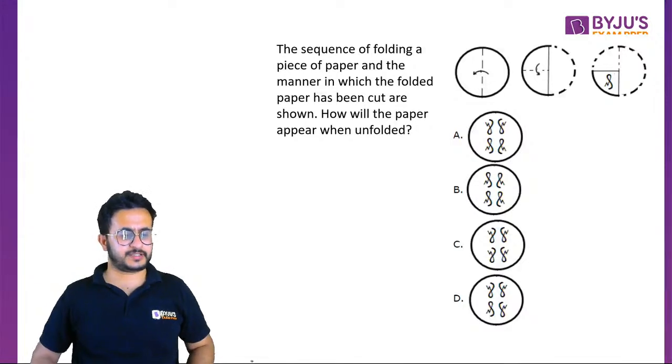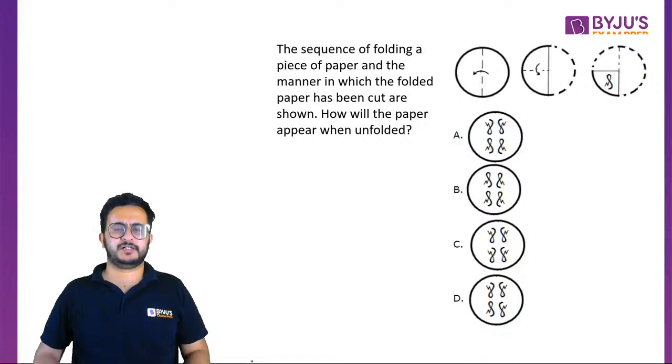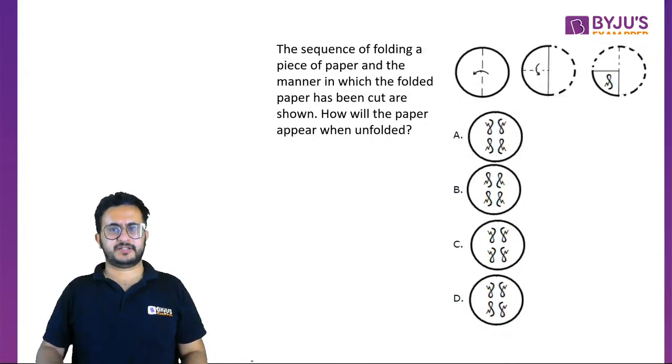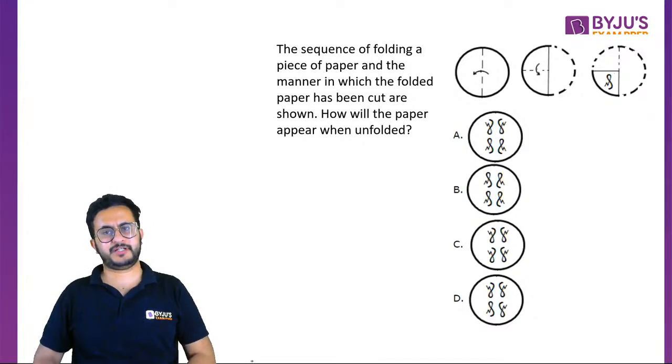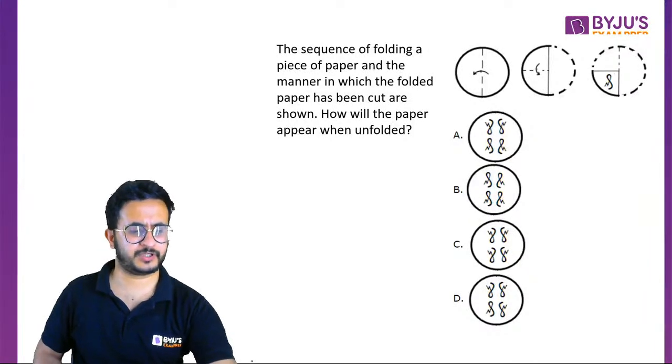Now this is sequential paper folding and cutting. It says that the paper is folded once, then folded again, then it is cut and then reopened. So you have to find how the paper will look when it is unfolded. Paper is first folded, then cuts are made and then unfolded. How does the paper look on unfolding?